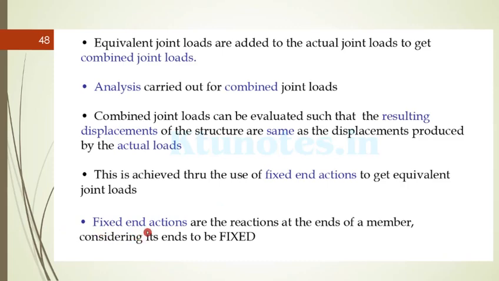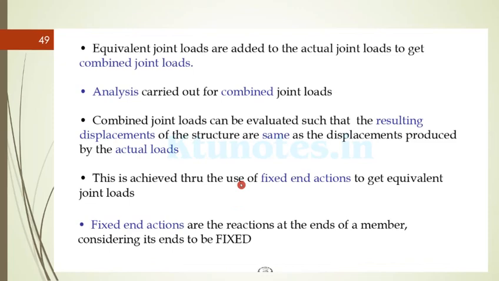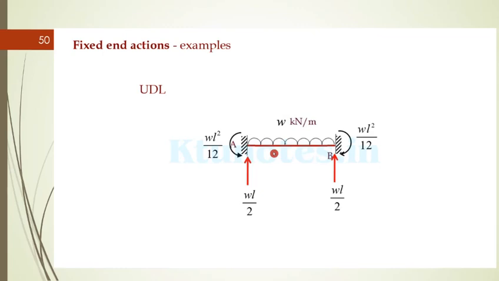The fixed end actions are the reactions at the end of the member considering its end to be fixed. It's actually a replica of the previous slide. So the fixed end actions. We have already learned the fixed end bending moment and the reactions for various load combinations. For the beam with UDL, w kilonewton per meter with fixed end supports, the fixed end moments are wL square by 12 at both sides and wL by 2. This total w into L, total load by 2 to 2 supports will be the reaction in the case of UDL.